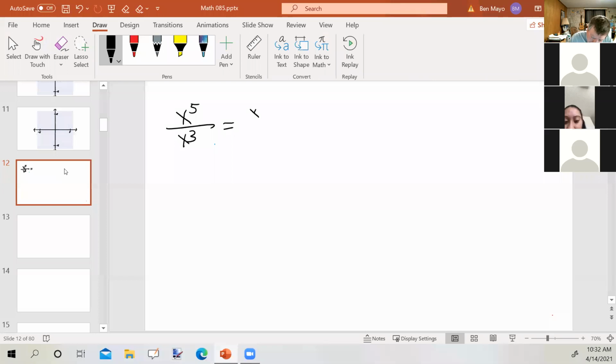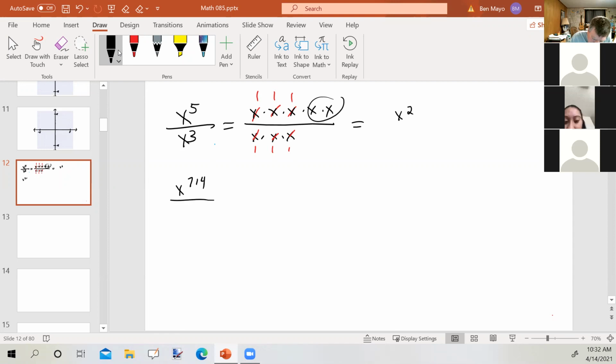If we expanded it, we'd have 5 factors of x in the numerator divided by 3 factors of x in the denominator. We could go through and reduce x over x to 1 over 1, x over x to 1 over 1, x over x to 1 over 1, and what we end up with is x squared. Well, this is fine and dandy, but what if we had x to the 714th power divided by x to the 212th power? We wouldn't want to expand this out and write 714 x's over 212 x's and reduce them all down. That would be ridiculous.